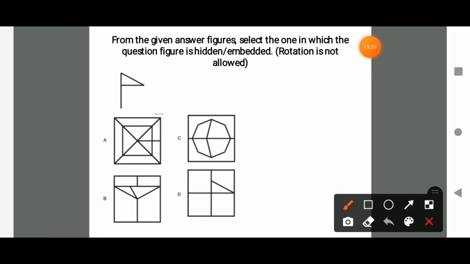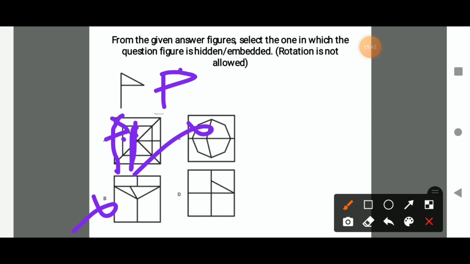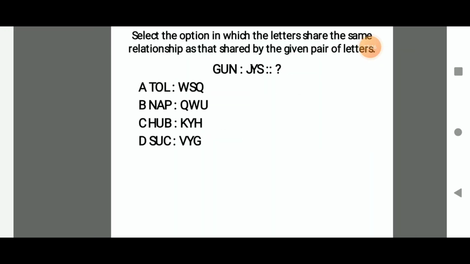The hidden images. So where is it? This image is here. In this there is no vertical line. In this there is the line, but there is no. This is also no. So here is the image. So option D will be the correct answer to this question.